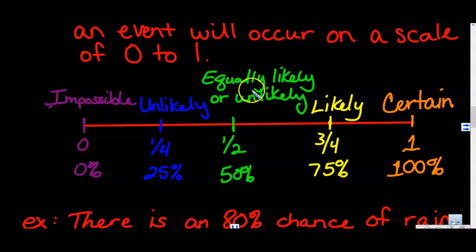When something is equally likely or unlikely to happen, we say it's got a 50% probability. But what that really means is it's got 1/2 of a probability on the scale of between 0 and 1. Okay? It's equally likely or unlikely. Today it might be likely, tomorrow probably unlikely. So it kind of flip-flops back and forth. And then we have likely, which is at 75% or 3/4.